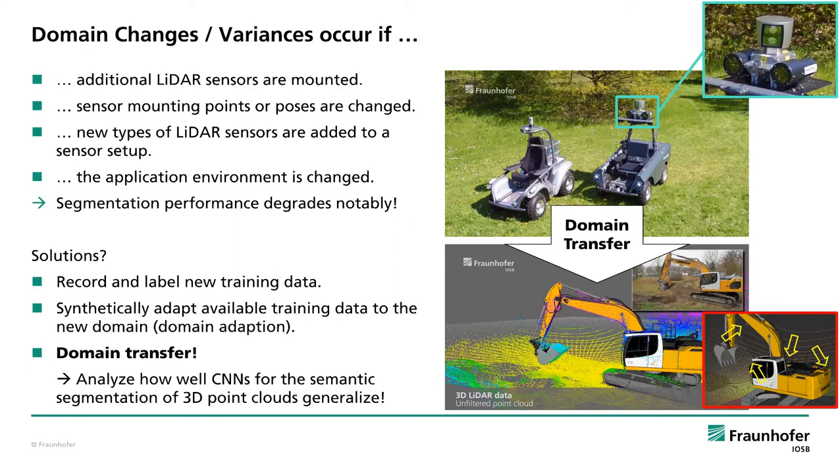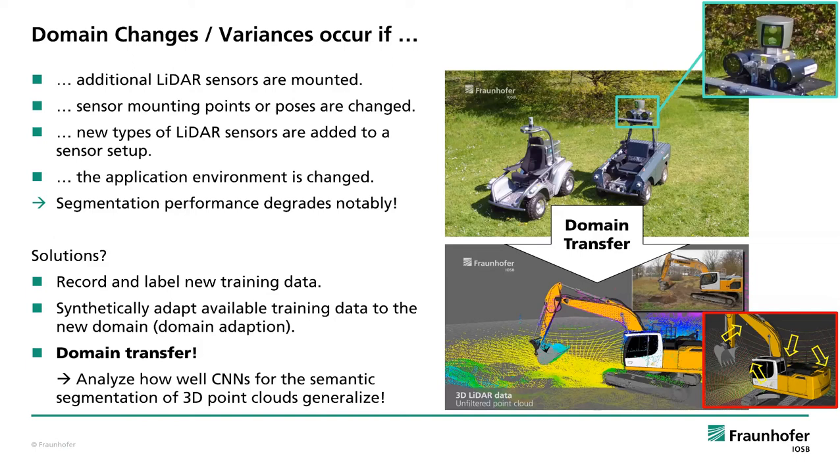And we also heard in the previous talks on the degradation of the segmentation performance here. And so we wanted to analyze what we can do as a solution to make the segmentation better, or to have a better domain transfer for our semantic segmentation approaches. And so what can be solutions?